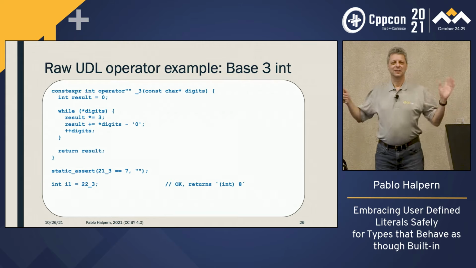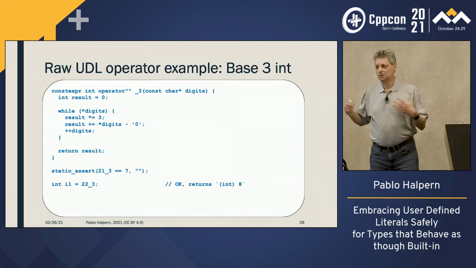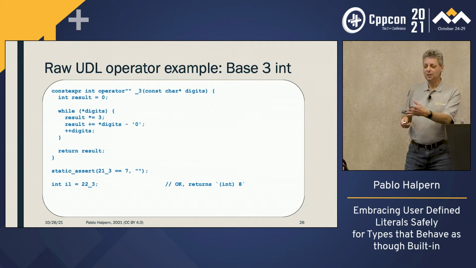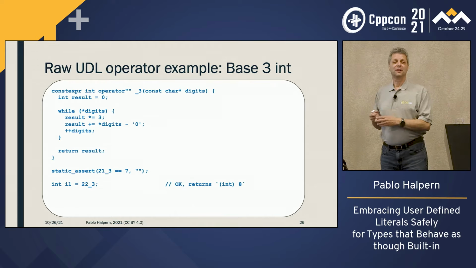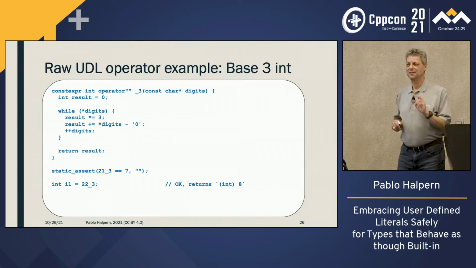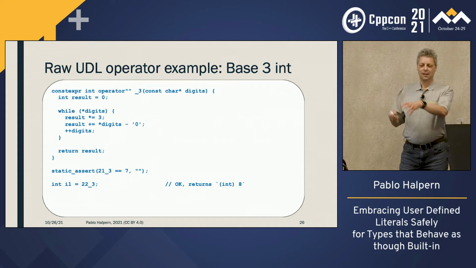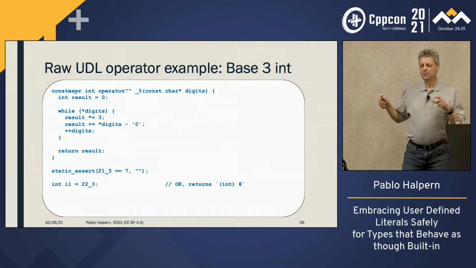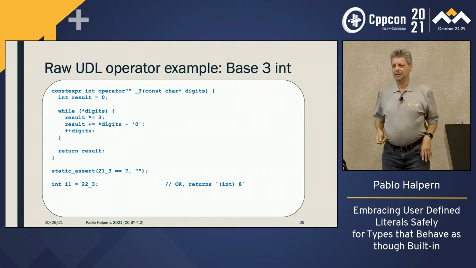So let's take an example here. Everybody needs base 3 arithmetic, right? I mean, we're computer scientists. So I'm going to create this UDL operator called _3, which I can do because it starts with an underscore, so even though it's named 3, I can do that. And so I have my little loop here that goes through all the digits and builds a number, assuming that the input is base 3. It takes each digit, subtracts '0' from it, and shifts everything by multiplying by 3 and adding it.